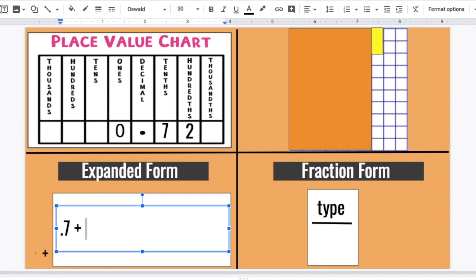plus 2/100ths, which again is not written like this. That would be 2/10ths. It is written as decimal point 0/10ths and 2/100ths. This is 2/100ths. 7/10ths plus 2/100ths.